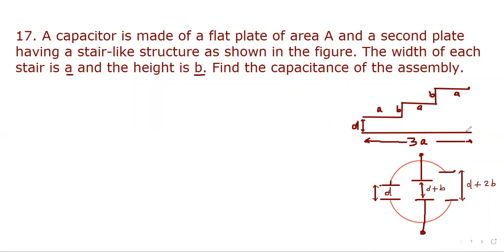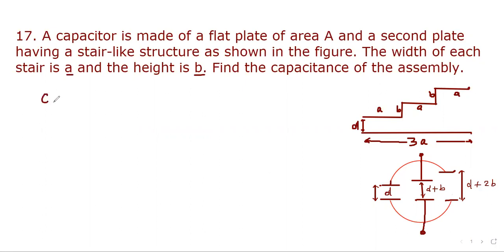Here, this is the first plate, which is of size 3A, and here this is A, this is A, this is A, and this height is B in each case. Now, it is equivalent to 3 capacitors connected in parallel, in which the first one has plate separation D, in the second one, plate separation is D plus B, and in the third one, plate separation is D plus 2B.